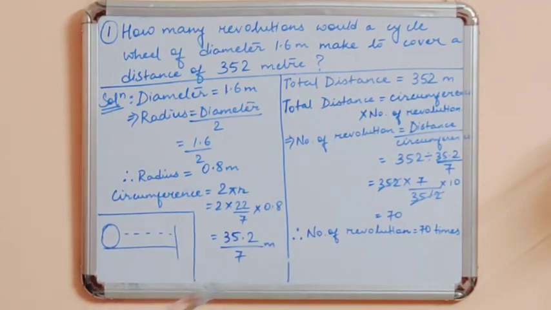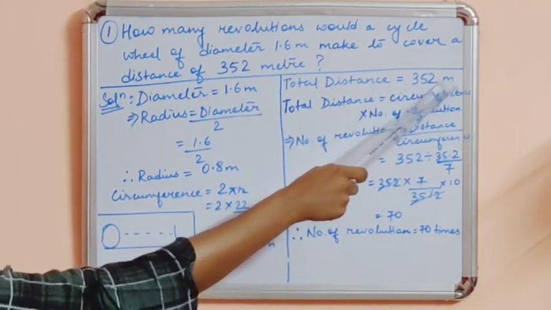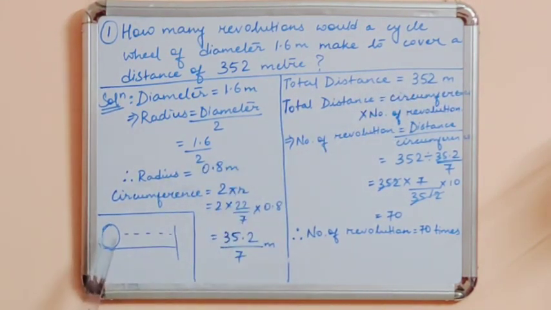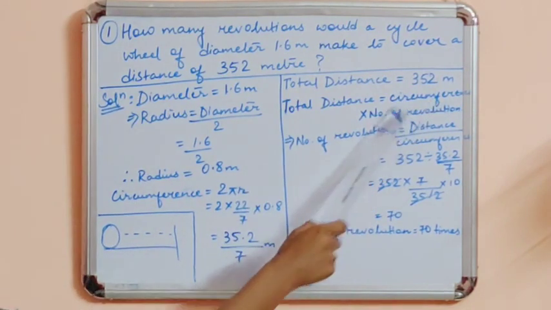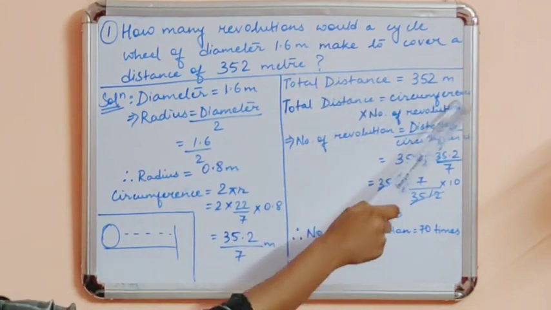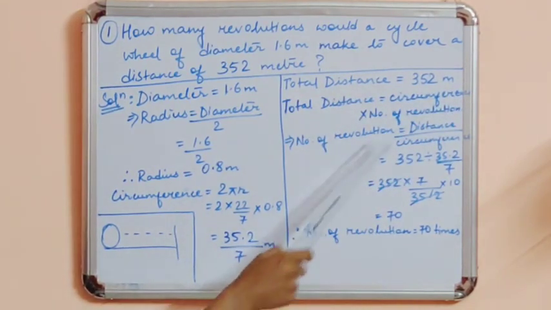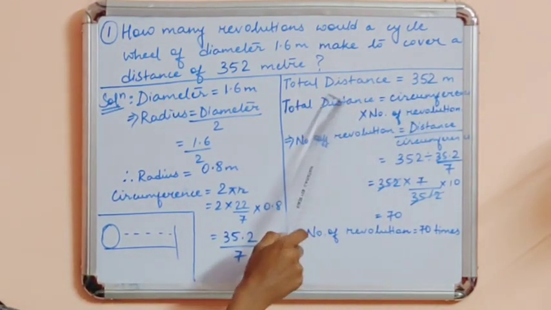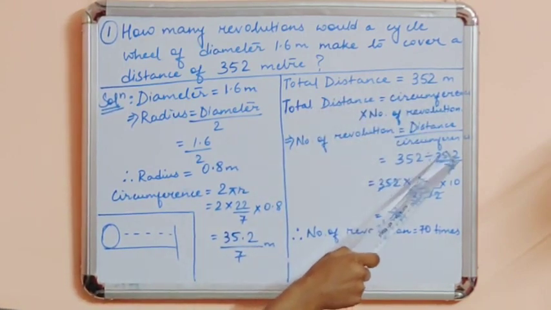You can also solve this further and you'll get something in decimal or fraction, but I am leaving it here so that I can easily calculate the next step. Now our total distance is 352 meter. We know that the total distance is the circumference multiplied by the number of revolutions. From here we already know the total distance and we have calculated the circumference. So number of revolutions will be total distance divided by the circumference.